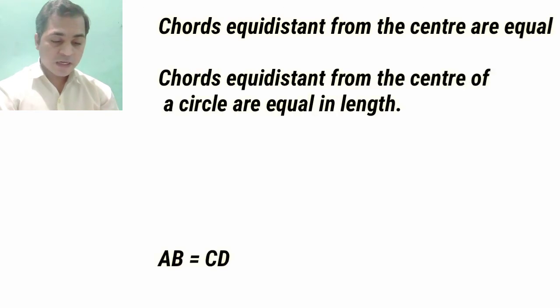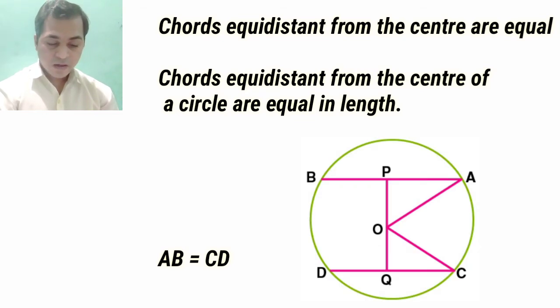Chords equidistant from the center of a circle are equal in length. So this theorem is just the converse of the previous theorem. So students, in the given diagram you can see that AB and CD are chords. If these chords AB and CD are equidistant from the center, then these two chords AB and CD will be equal, right? Now the next slide.